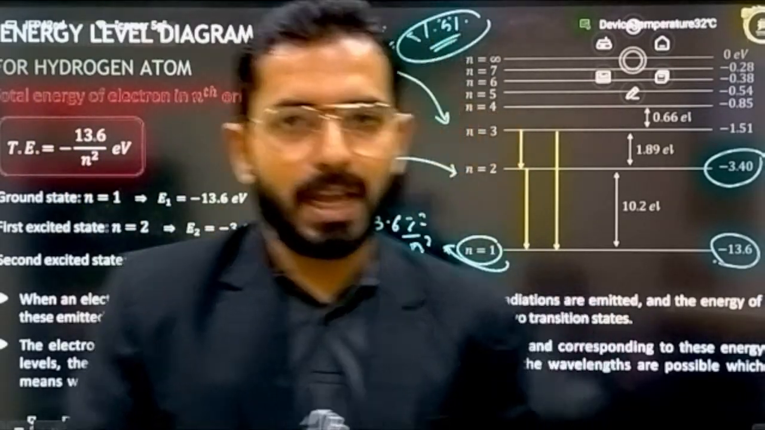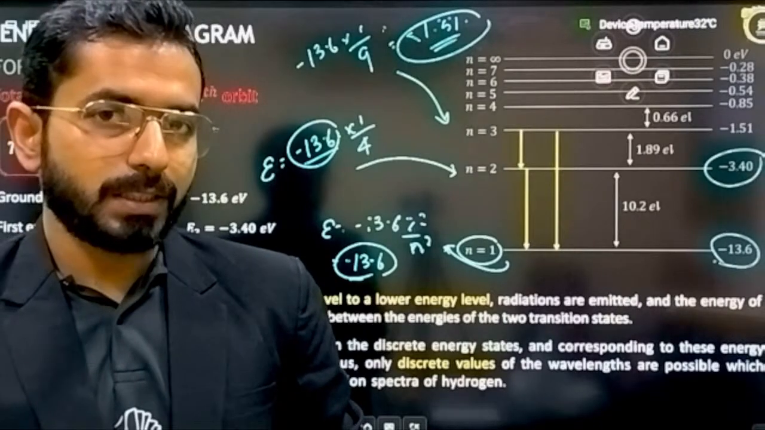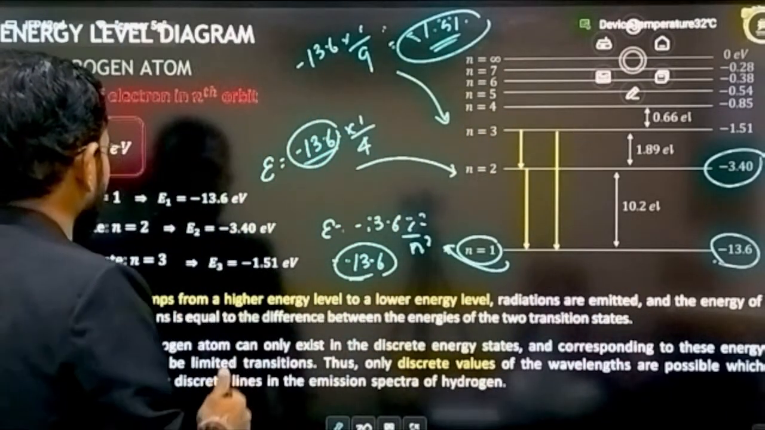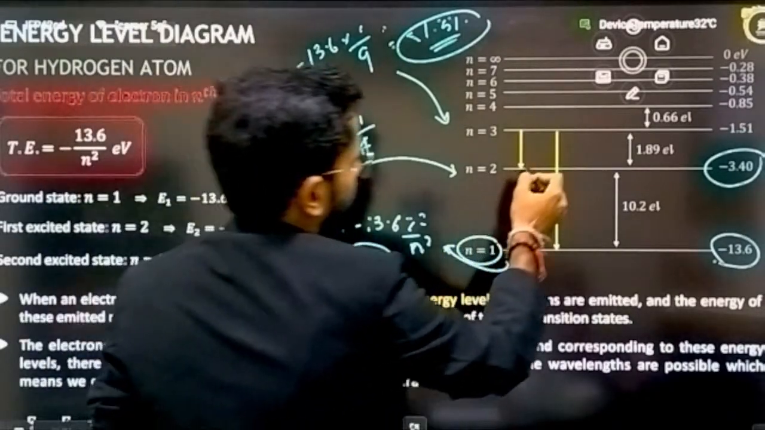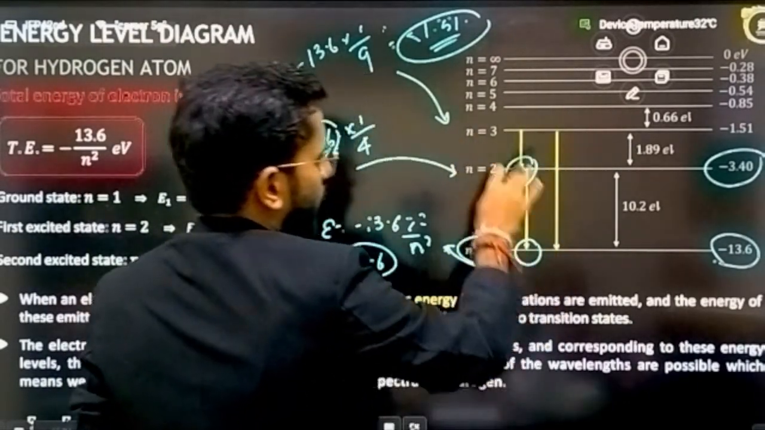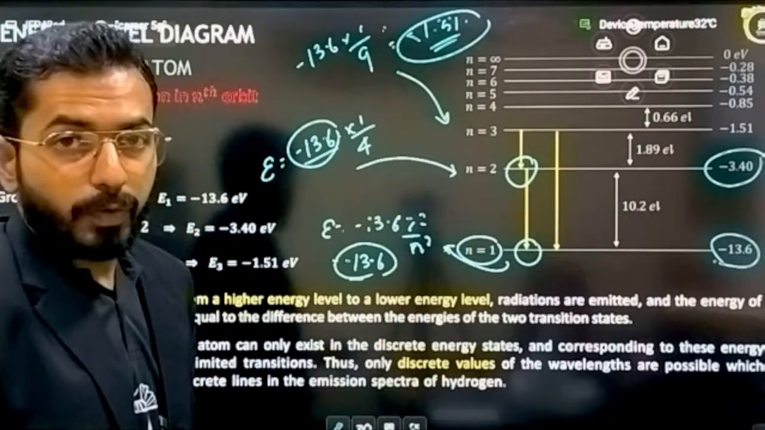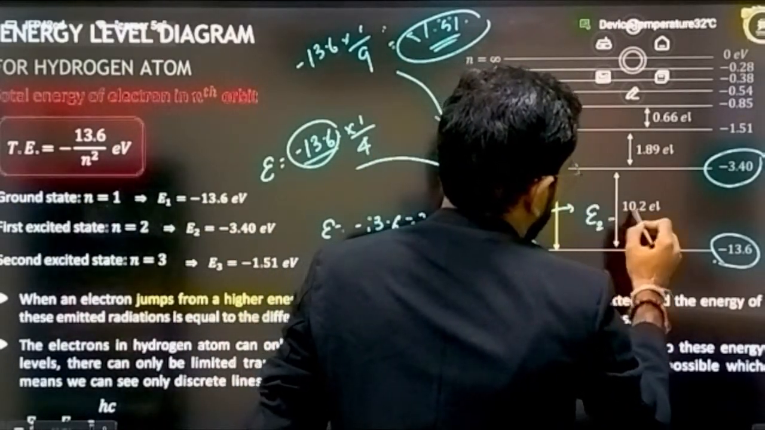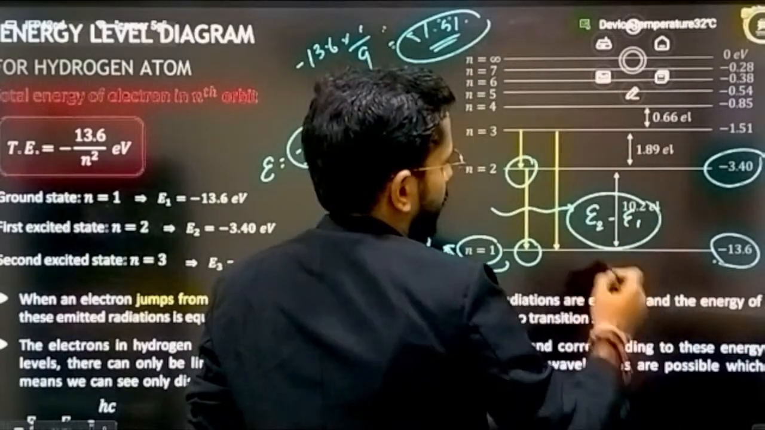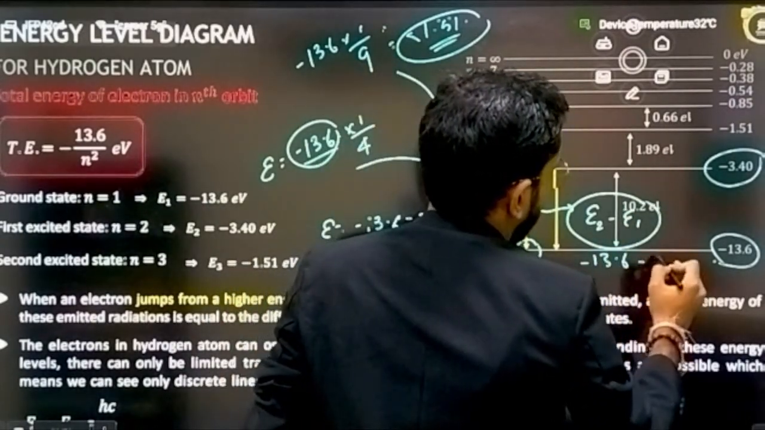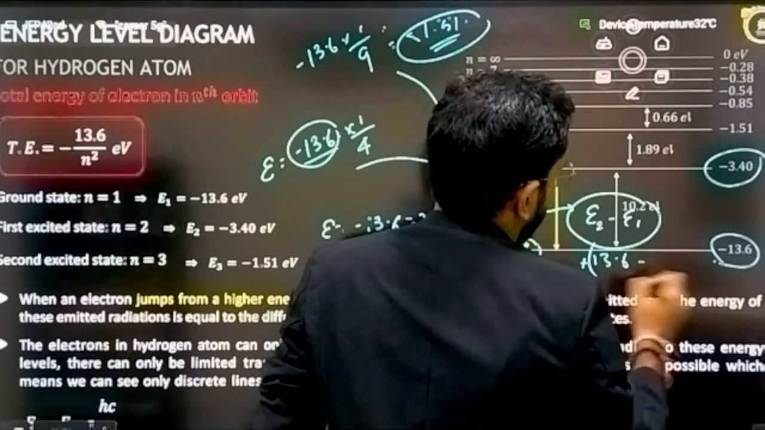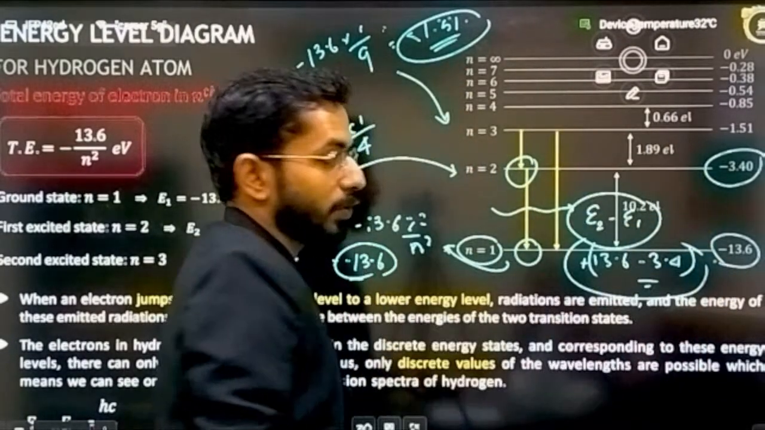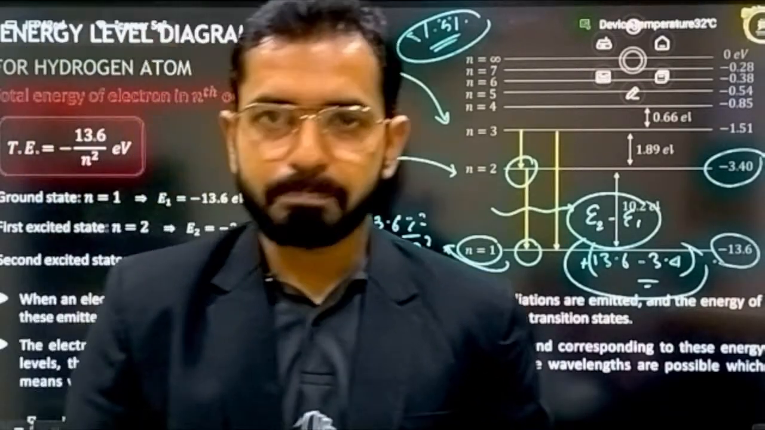When an electron is making a transition, I have told you that you have to take the difference of the energy, higher energy minus lower energy state. Let's suppose an electron is making a transition from this energy level to this energy level. It is going to release energy, and how much energy it is going to release is E2 minus E1. Take the difference: minus 13.6 minus minus 3.4, or in magnitude 13.6 minus 3.4. If you know the energy levels, you can easily tell me how much energy will be released.